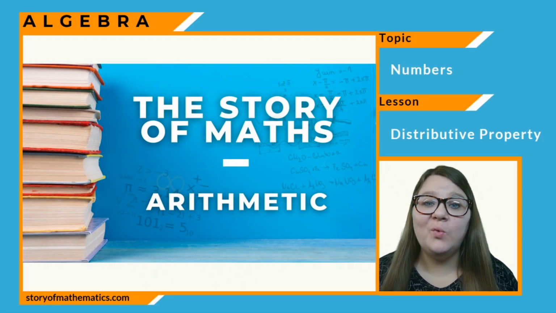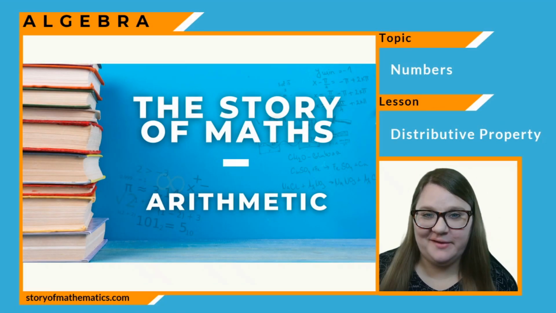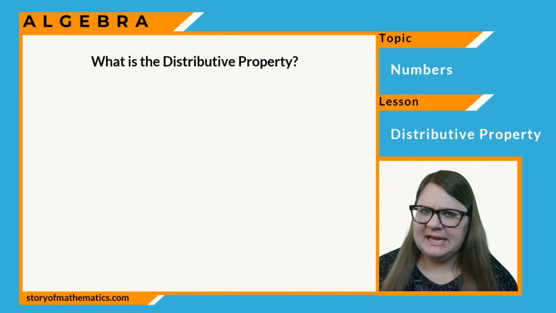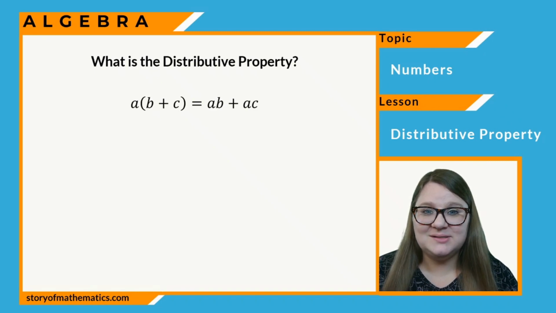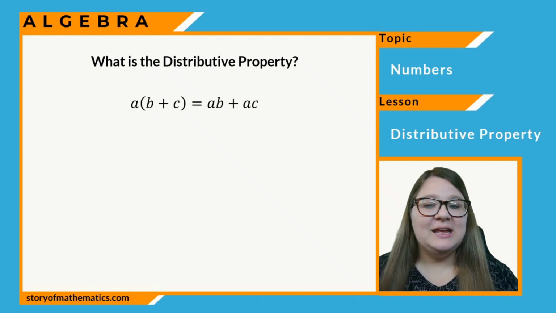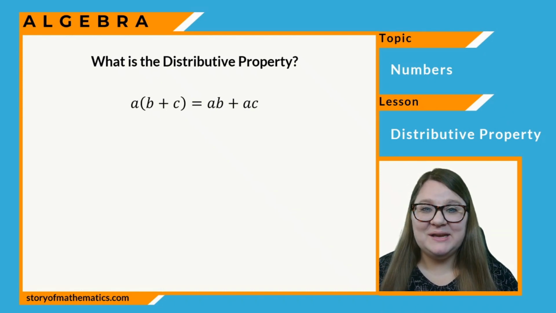Hi, in this video, we're going to learn about the distributive property. So what is the distributive property? Well, what you want to imagine is that you have one number outside a set of parentheses, and inside those parentheses, you're adding two more numbers. All right, so A times (B plus C) is going to equal A times B plus A times C.